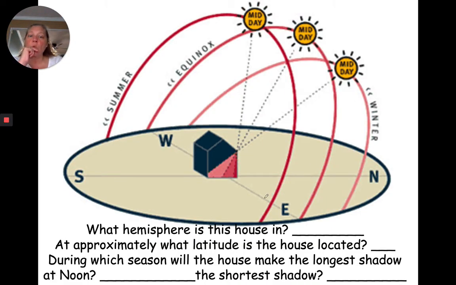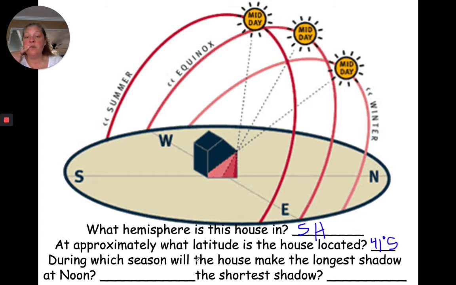Now, what hemisphere is this house in? Well, the noon sun is in the north. We have to look south to see the noon sun. So what hemisphere would this be? This is the southern hemisphere. At approximately what latitude is this house located? Well, it looks like our sun path's just reversed. So what do you think? We're at 41 north, so this would be 41 degrees south, right?